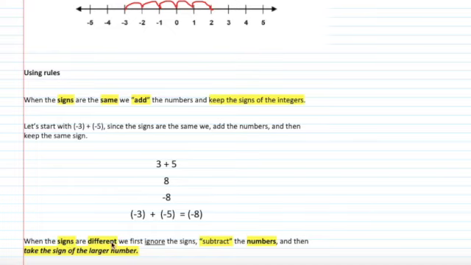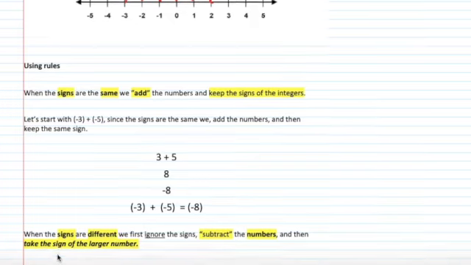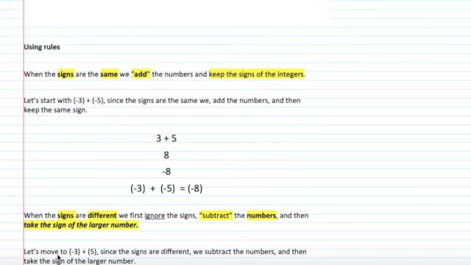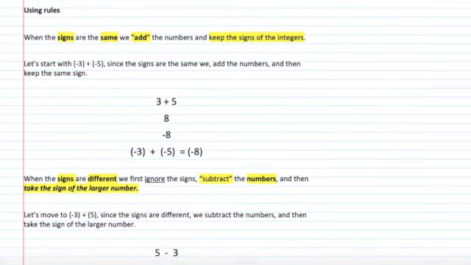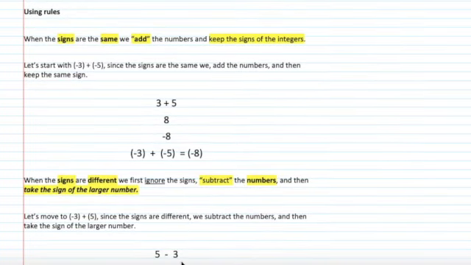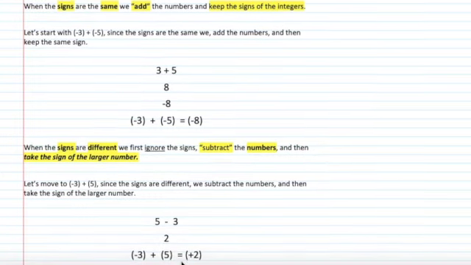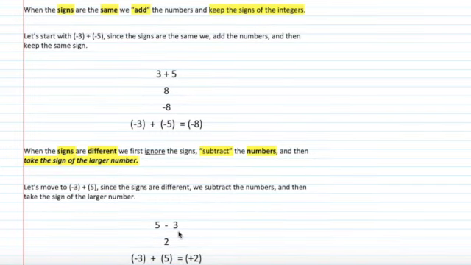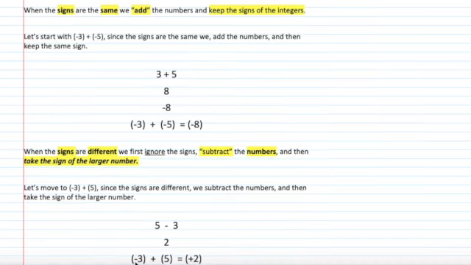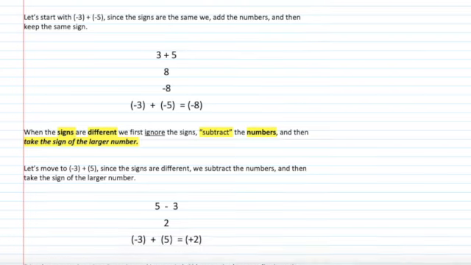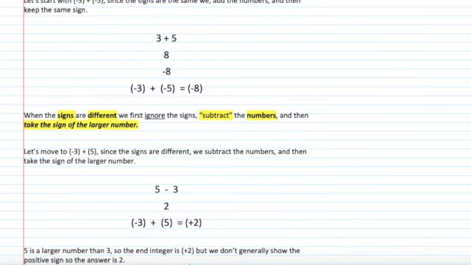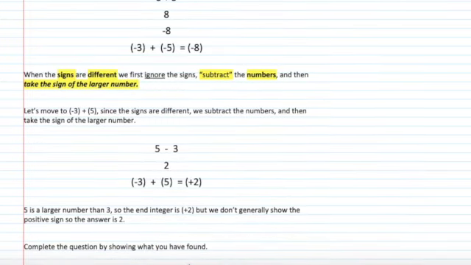When the signs are different, we first ignore the signs and then subtract the numbers, and then we take the sign of the larger number. Let's move to -3 plus 5. Since the signs are different, we subtract the numbers and then take the sign of the larger number. 5 minus 3 is 2. So therefore, 5 being larger than 3 means that we keep the positive sign, 2. -3 plus 5 equals +2. But we don't generally show the positive sign, so the answer is 2.